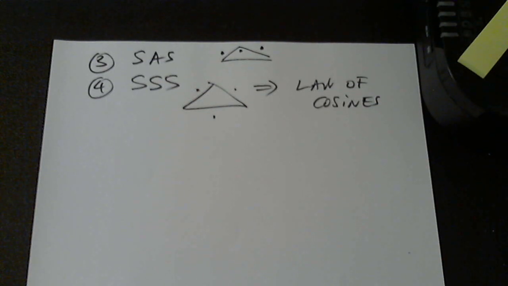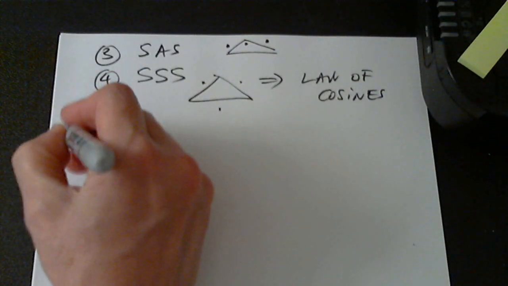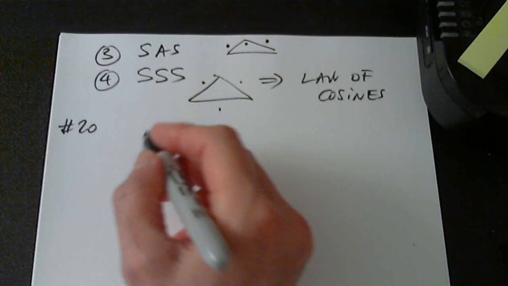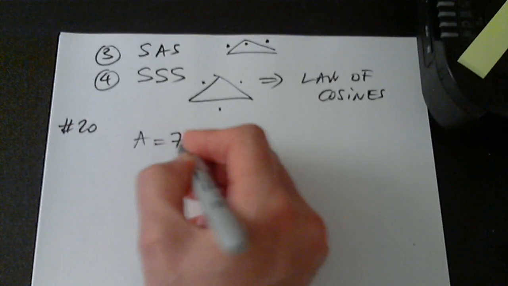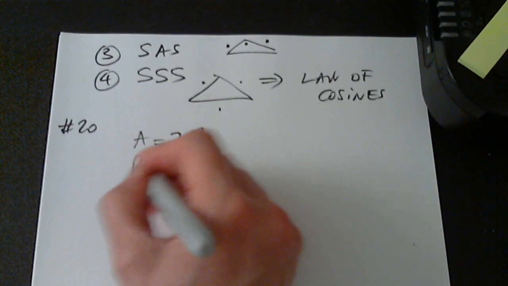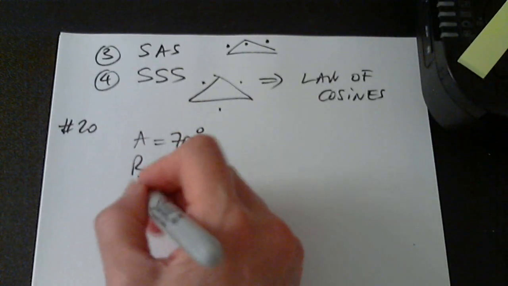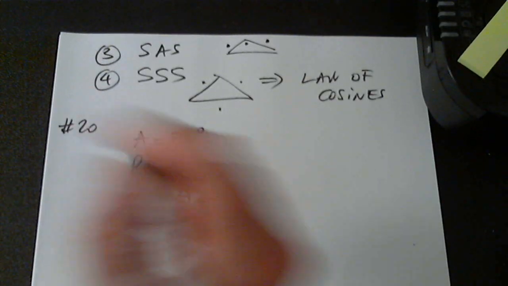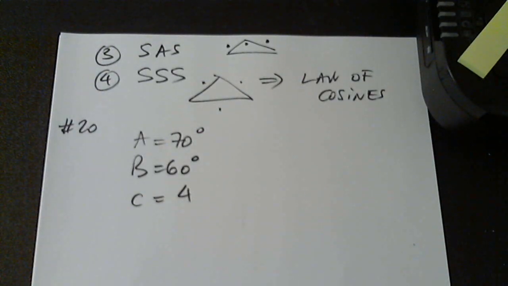Okay, so let's start. So let's start with the first one, and then we'll move on to the rest, and you choose. So let's start with 20. So they say angle A is 70 degrees, angle B is 60 degrees, and side C is 4. Okay, perfect. Allow me to start a new video.